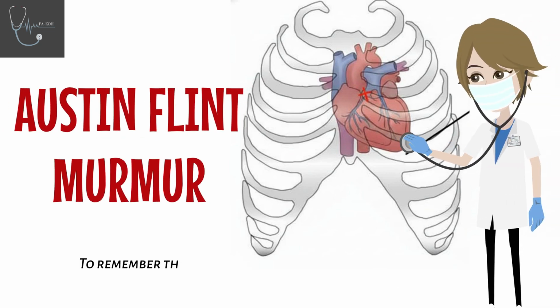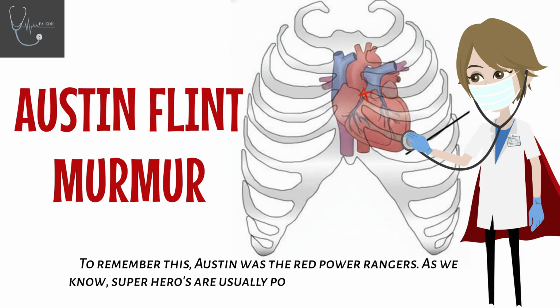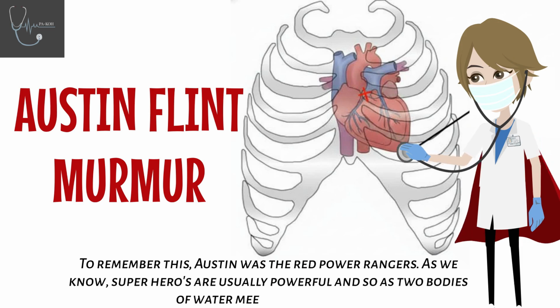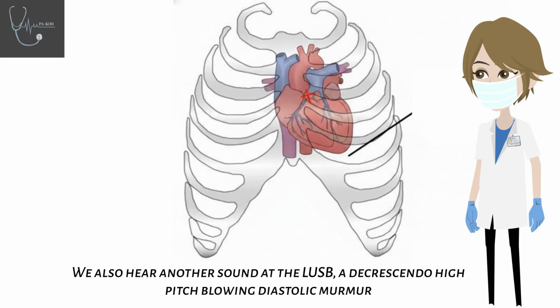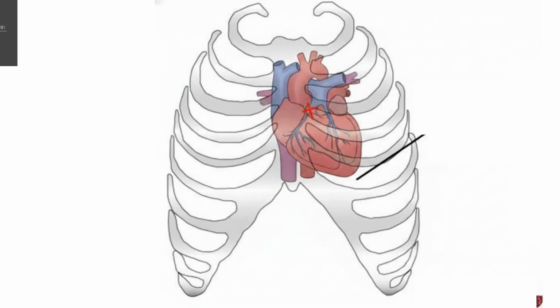To remember this, Austin was the Red Power Ranger. As we know, superheroes are usually powerful, and so is two bodies of water meeting each other. We also hear another sound at the LUSB, a decrescendo high-pitched, blowing diastolic murmur.